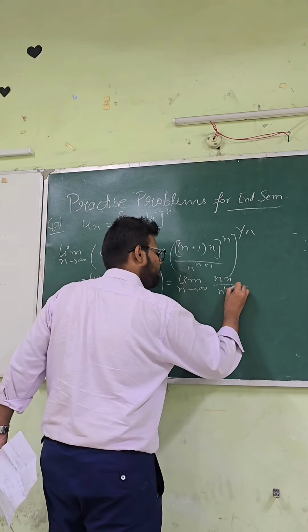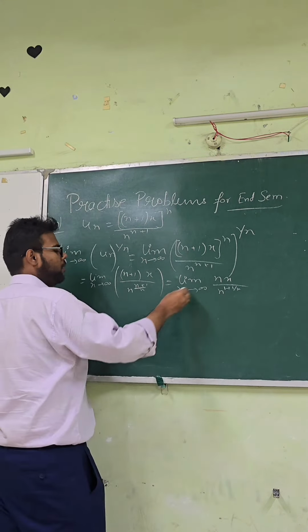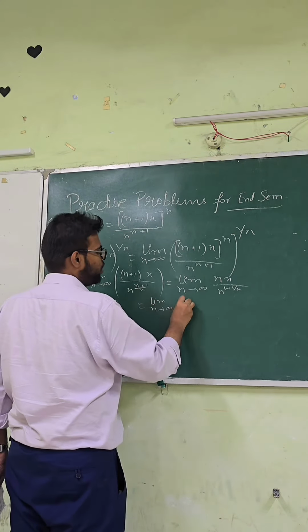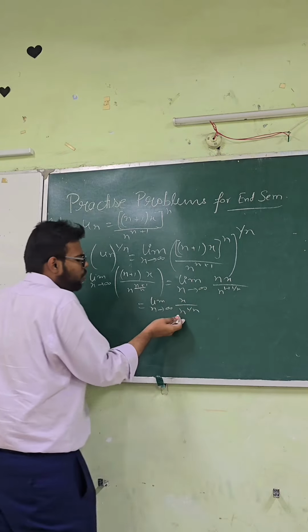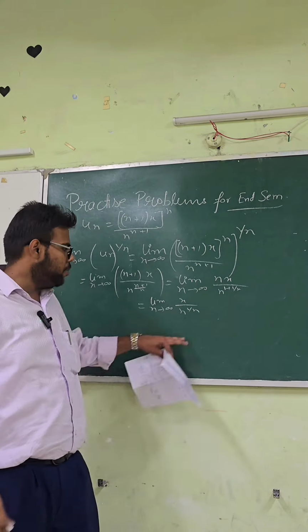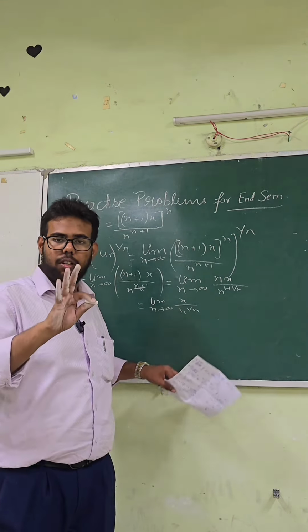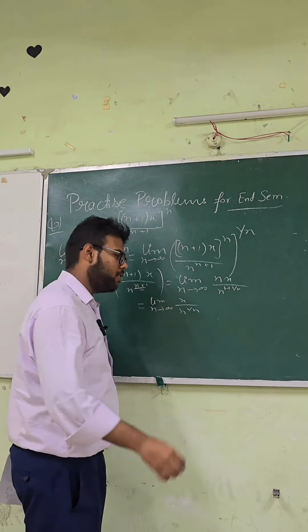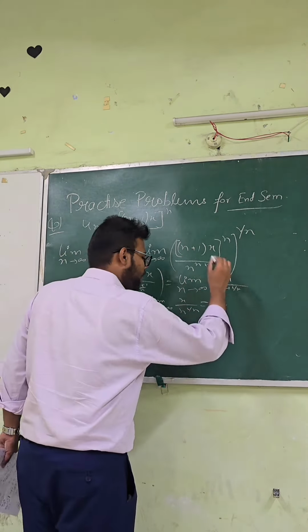So we get 1 plus 1 by n, right? Now you can simply bring it down. You get limit n tends towards infinity of (x by n) to the power 1 by n. And notice that I have already solved this limit in my sequence series lecture. You can watch that, right? I won't be able to solve it right now because we have very less time. So this is equal to x.